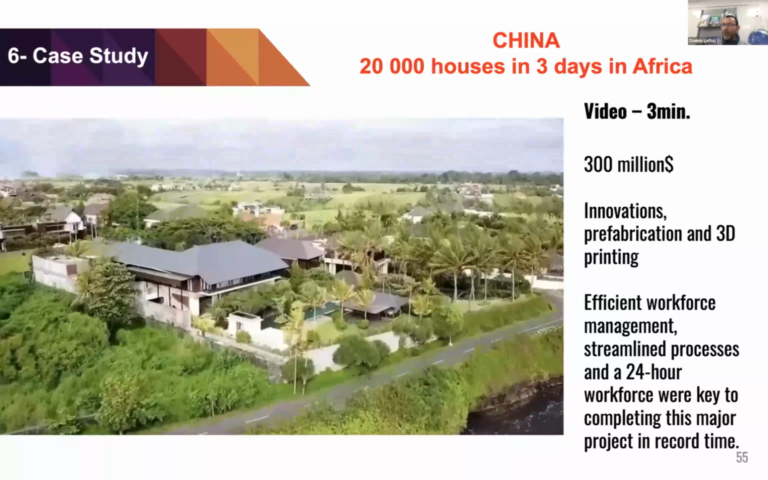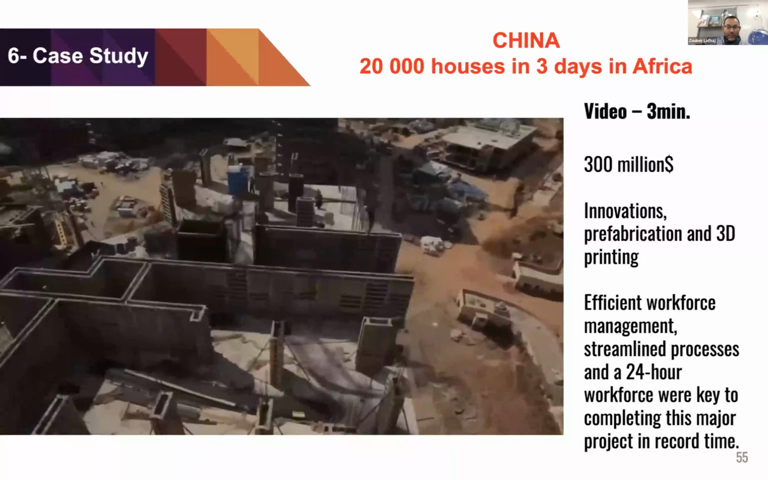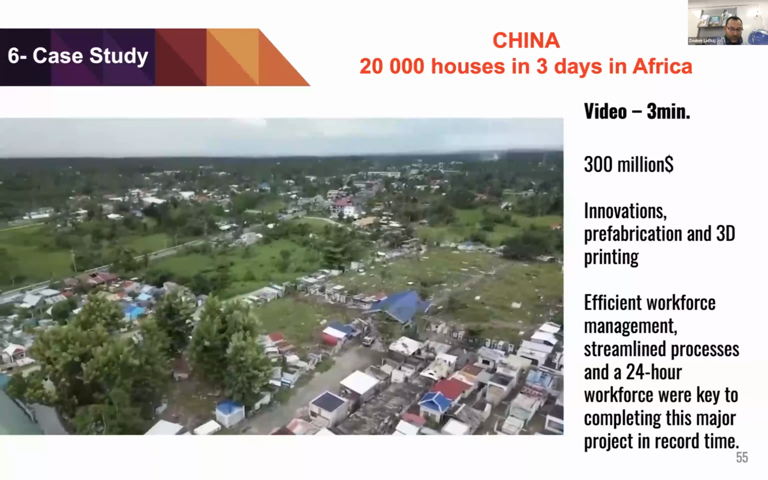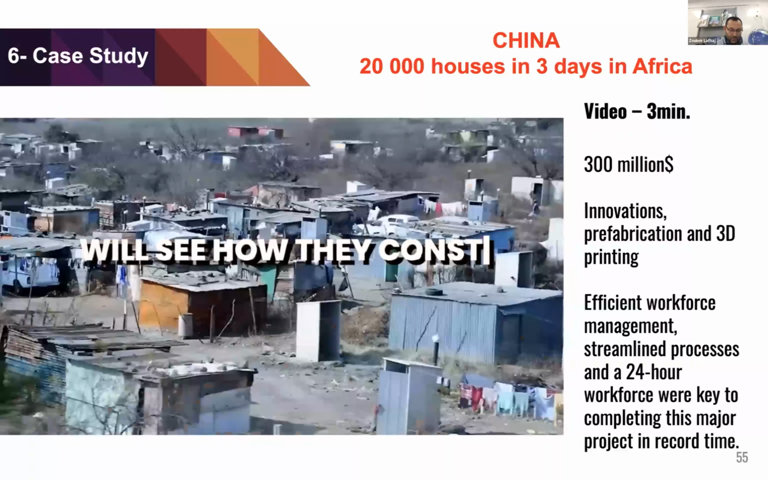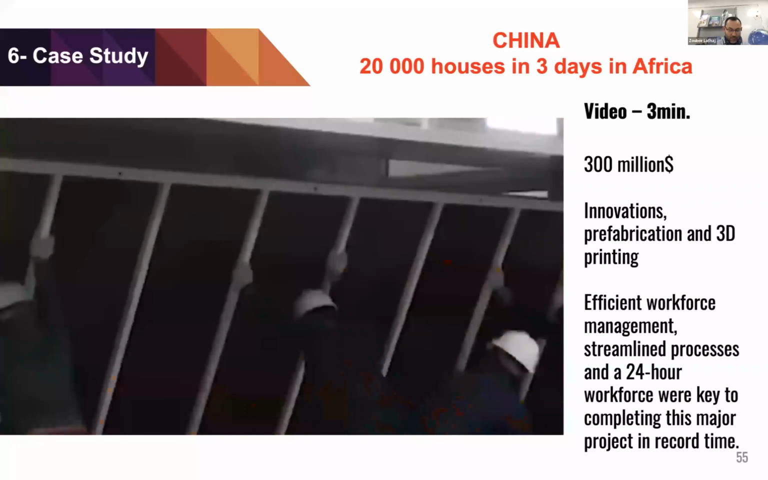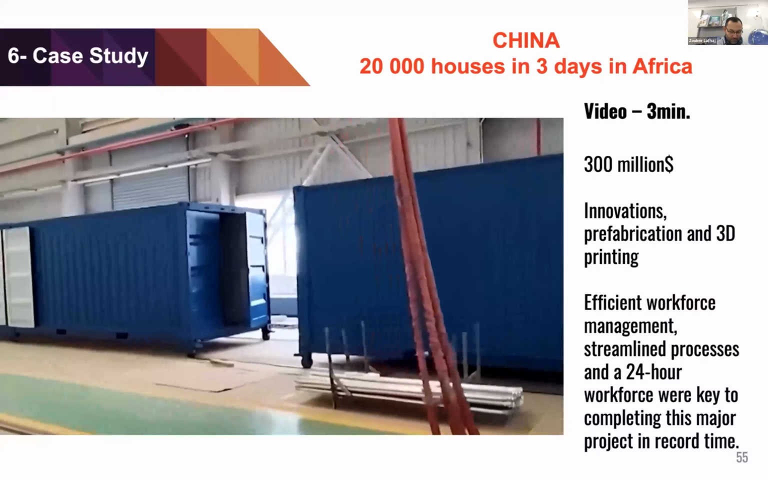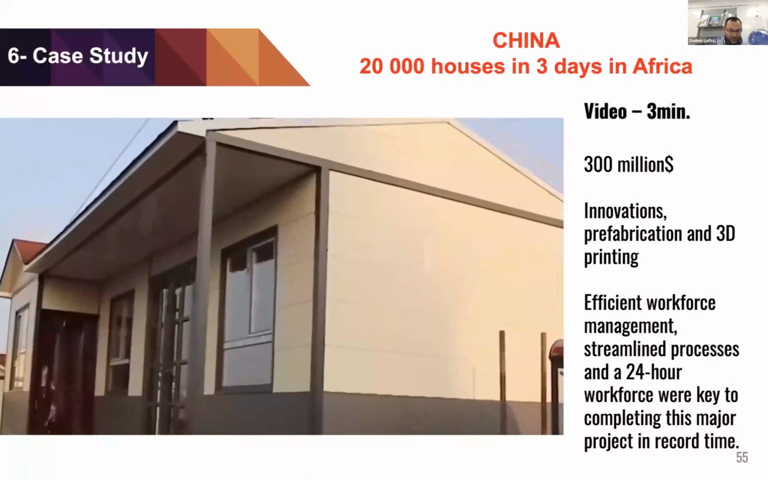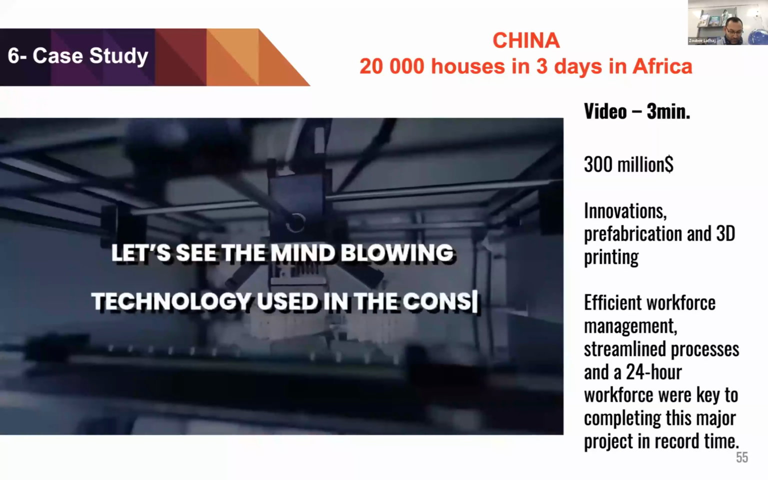South Africa suggested using 3D printed homes to give people a secure place to live. Although the construction of 3D printed houses will be relatively faster, the cost is too high for average South Africans. We'll see how they constructed 20,000. China's assistance ensured effective and prompt completion of the housing units by bringing cutting-edge construction methods, technology, and knowledge. The project was designed to address the area's urgent housing shortage. Are you tired of watching? Let's see the mind-blowing technology used in the construction.